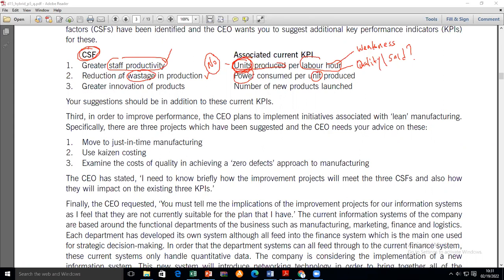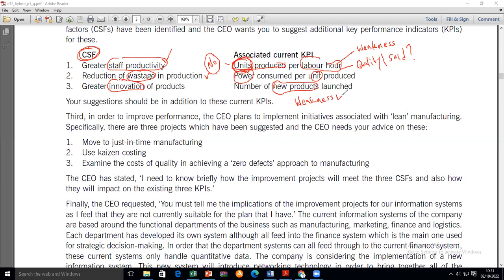Greater innovation. Yes, we all know that we need to be innovative, isn't it? Innovation is really key to success of the company. We cannot be providing the same service year in, year out. So the question is, are we innovative? The company says that yes, we are going to monitor using number of new products launched. Not bad, isn't it? We're not saying these are wrong, but we're talking about the weakness.